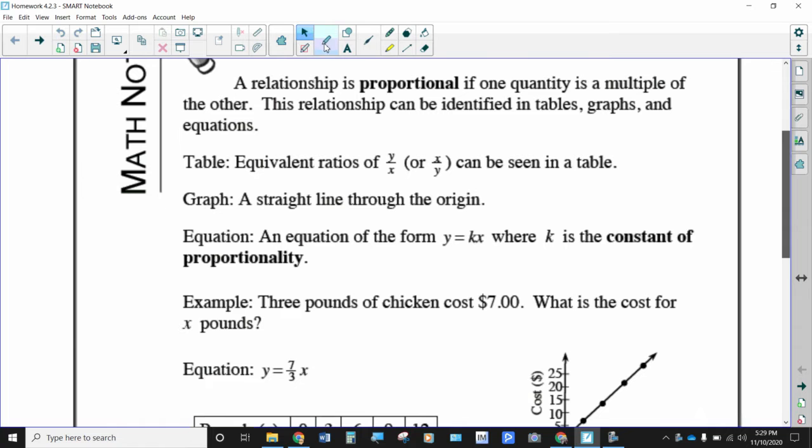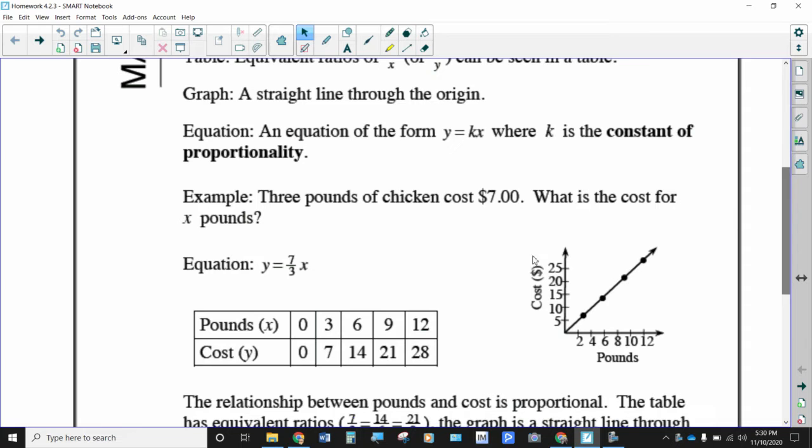So remember, when you're looking at the table, look for equivalent ratios. You can look for the constant multiplier within the table. For instance, what do you multiply times 3 to give you 7? You multiply the same thing times 6 to give you 14, the same thing times 9 to give you 21, and so on and so forth. Of course, we're looking for 0, 0 to show up in the table.